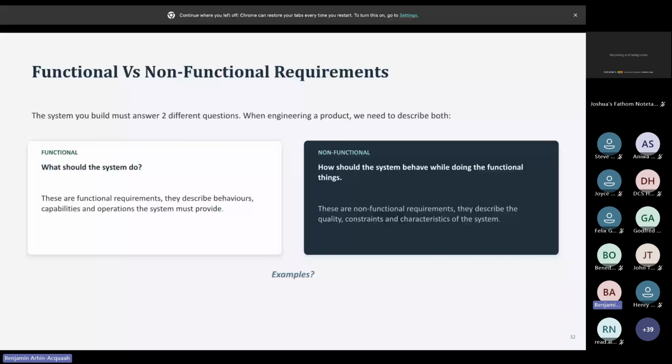Now, the non-functional requirement is essentially how the system should behave whilst doing the functional things. They describe the quality, constraints, and characteristics of the system.